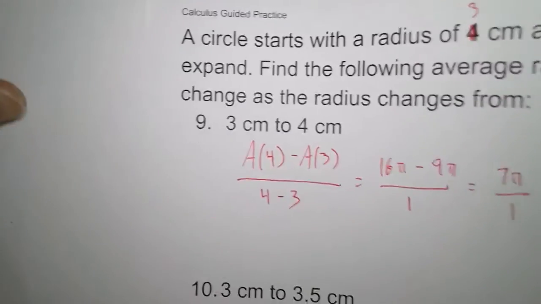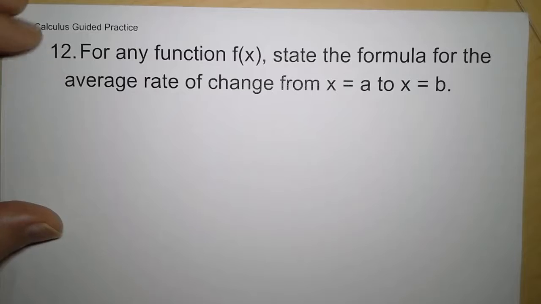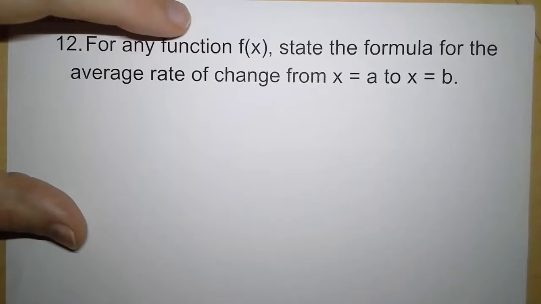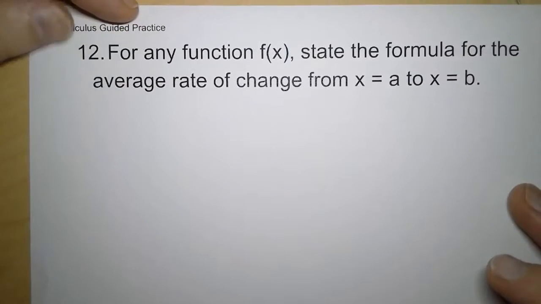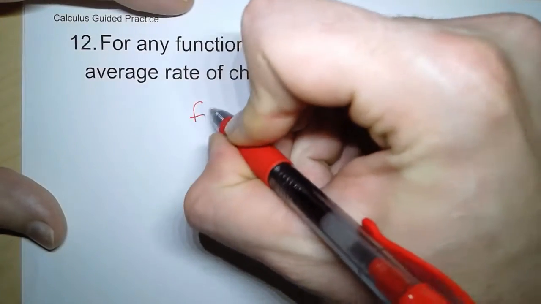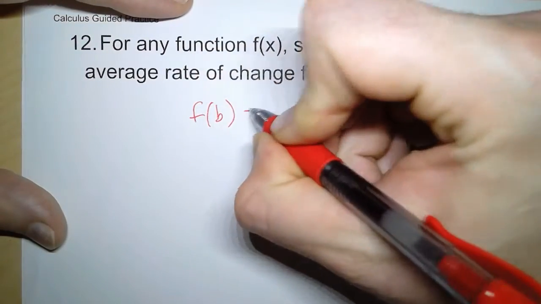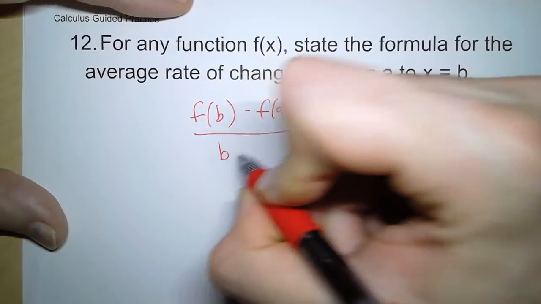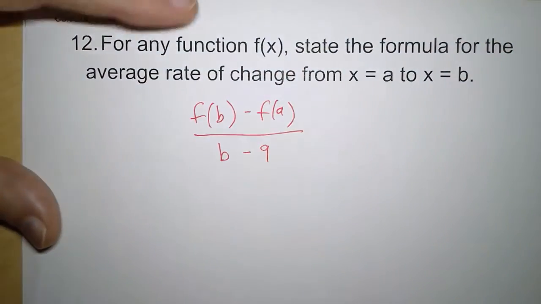All right. Now, on the last one, this generalizes the rule that we've been working with. So for any function, we want the formula for the average rate of change from x equals a to x equals b. So the average rate of change is going to be f of b minus f of a all over b minus a.